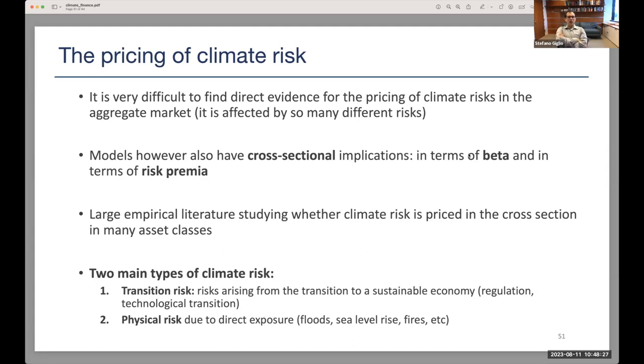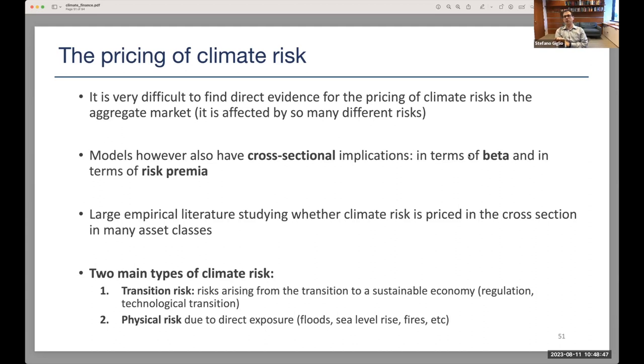What are we trying to study empirically when we look at the micro pricing of climate risk? We're typically trying to distinguish within the pricing of transition risks, which is the risk arising from the transition to a sustainable economy. It could be because you think the government will impose a carbon tax.